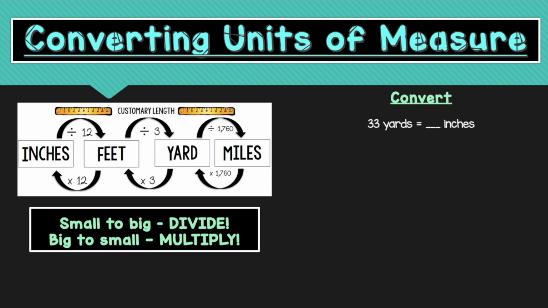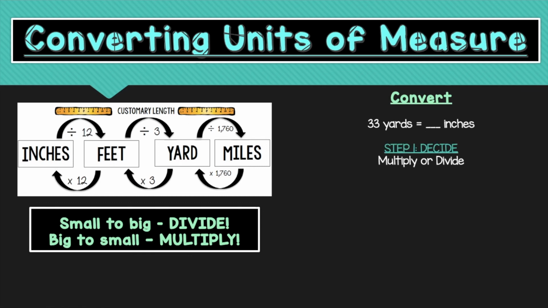So here is an example where we need to jump 2 units of measurement to get our final answer. 33 yards is equal to how many inches? So I'm going from yards to inches. So that means I need to do a total of 2 conversions. First, I need to do yards to feet and then feet to inches.